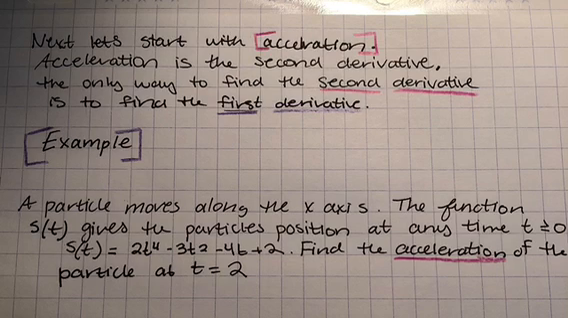So next is acceleration. Acceleration is the second derivative, so the only way to find it is by finding the first derivative first. So this example is, a particle moves along the x-axis. The function s of t gives the particle position at any time t greater than or equal to 0. The function is s of t equals 2t to the fourth minus 3t squared minus 4t plus 2. Find the acceleration of the particle at t equals 2.